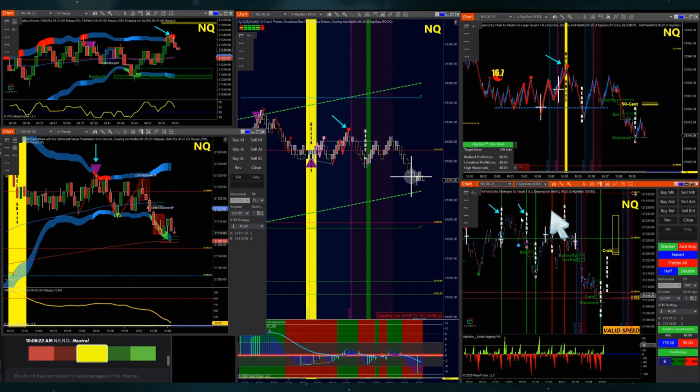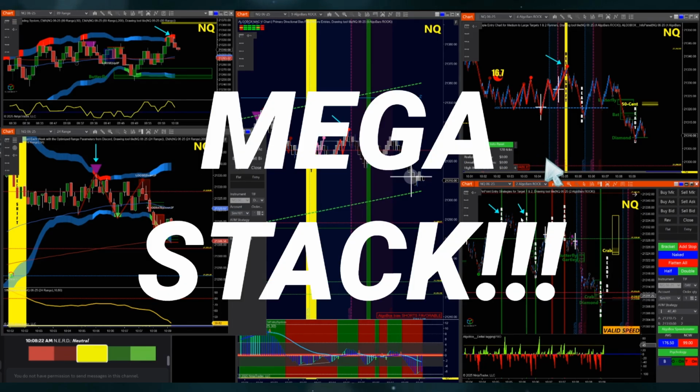This is what we call a Titanic zone. And this is a nice shift in the market. We're looking for a shift now. So now we have all this stacked up, basically a mega stack. I'm going to coin that for now. We got a mega stack going on here.